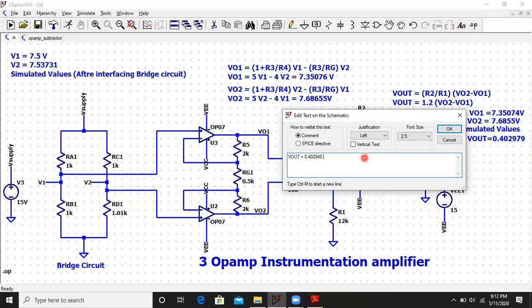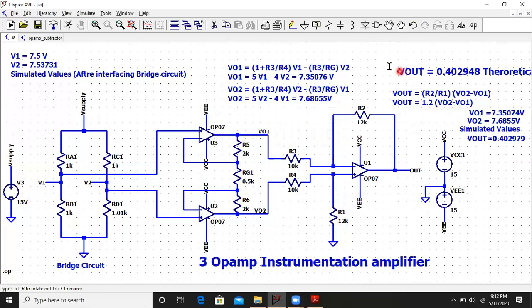So this is theoretically. So theoretically, the value of Vout is coming out to be 0.402948, and the simulated value is coming out to be 0.402979. So we have learned a lot in this simulation of the 3 op-amp instrumentation amplifier.